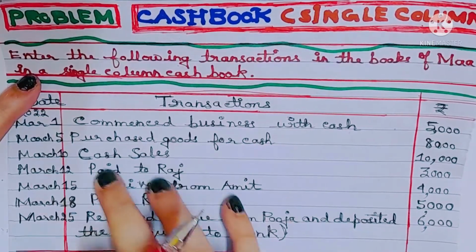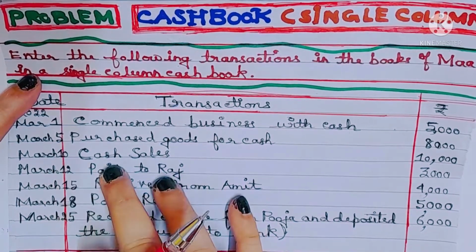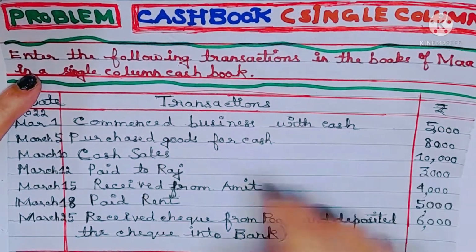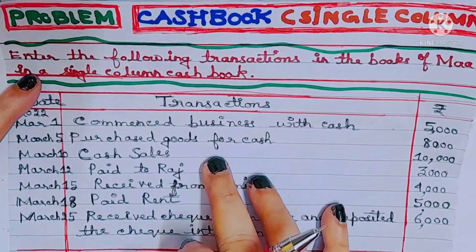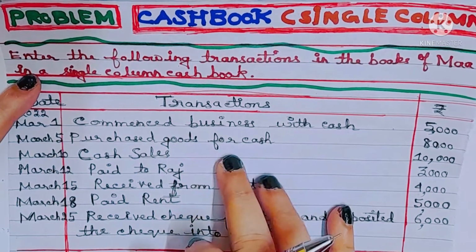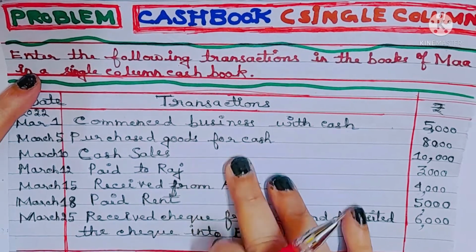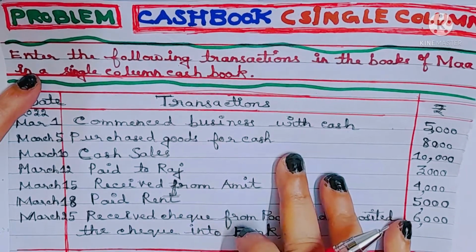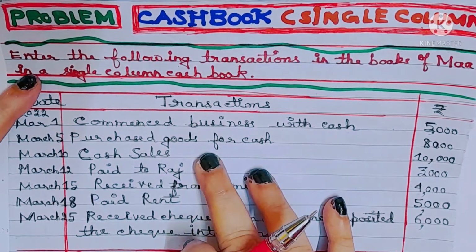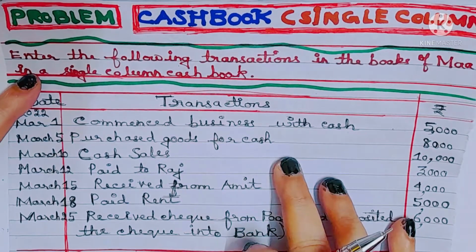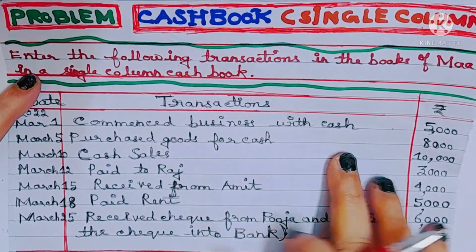The next transaction is on 10th March, cash sales 10,000. Cash sales means goods sold for cash. So what will be the journal entry? The journal entry will be cash account debit to sales account. So what is the position of cash account? Since cash account is on the debit side, sales account will also be on the debit side. So we'll have to write to sales account in the cash book on the debit side 10,000.